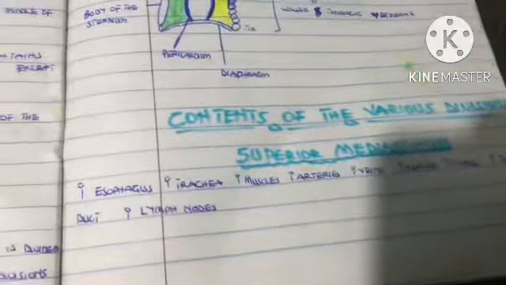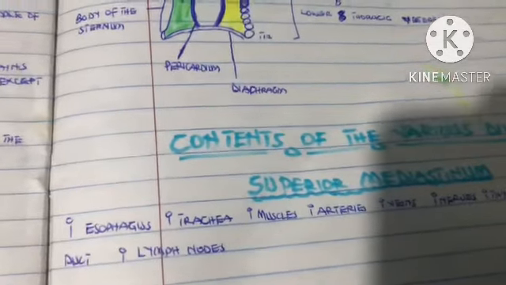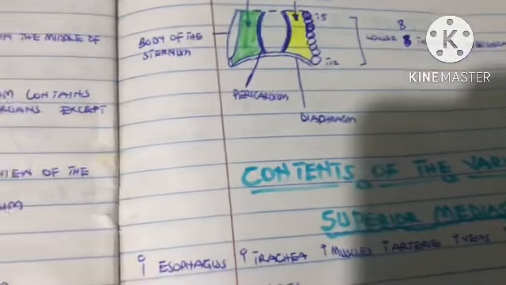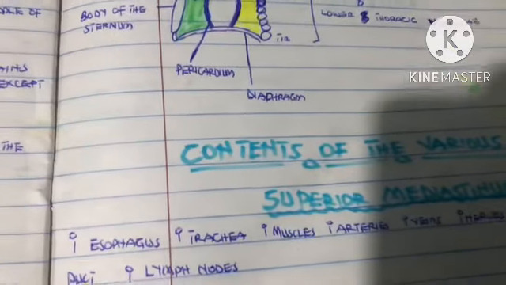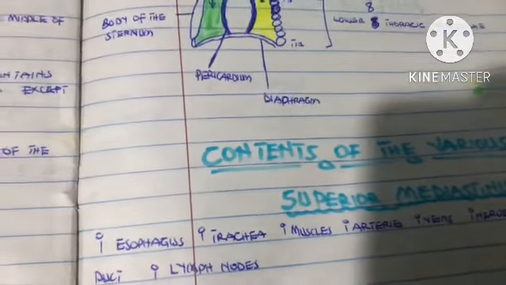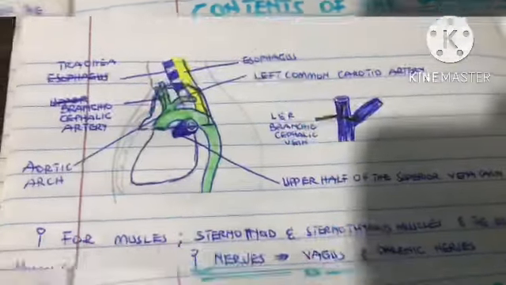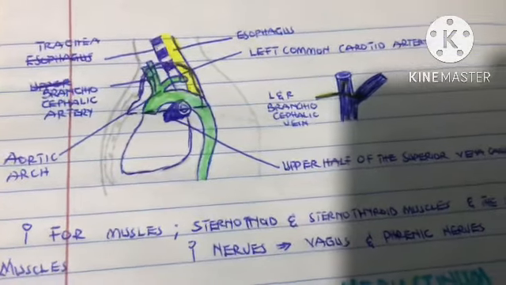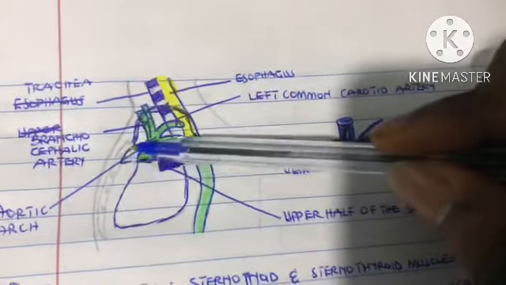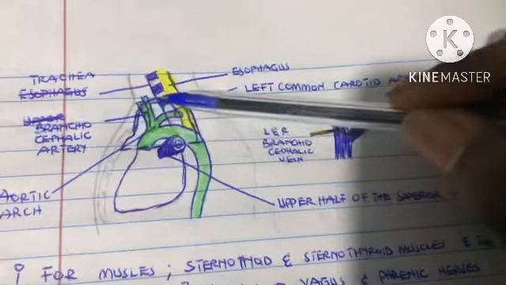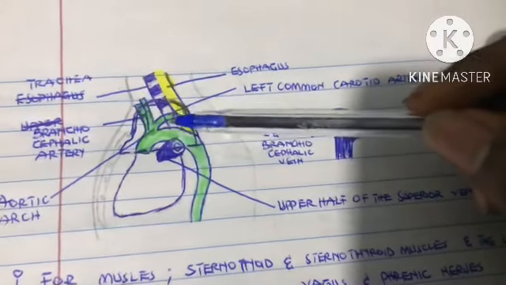Now let's look at the contents of these divisions. When I say the contents of the divisions, I'm talking about the things that you can find in those various divisions: things that you can find in the superior mediastinum, the anterior mediastinum, the posterior, and also the middle mediastinum. So now let's look at the superior mediastinum and its contents. The whole of this place is the superior mediastinum.